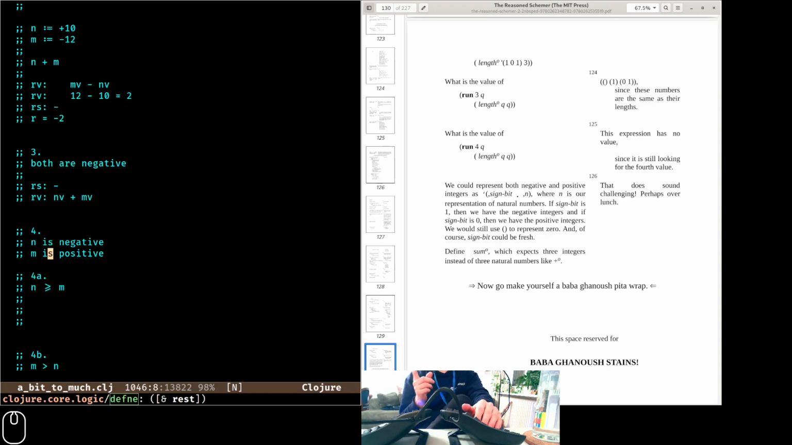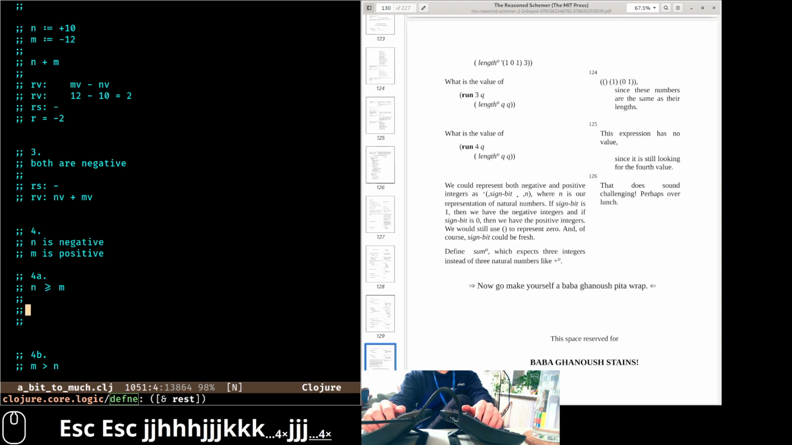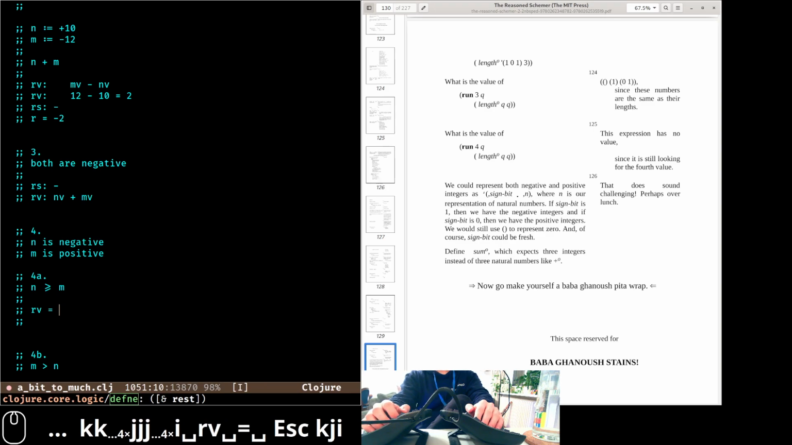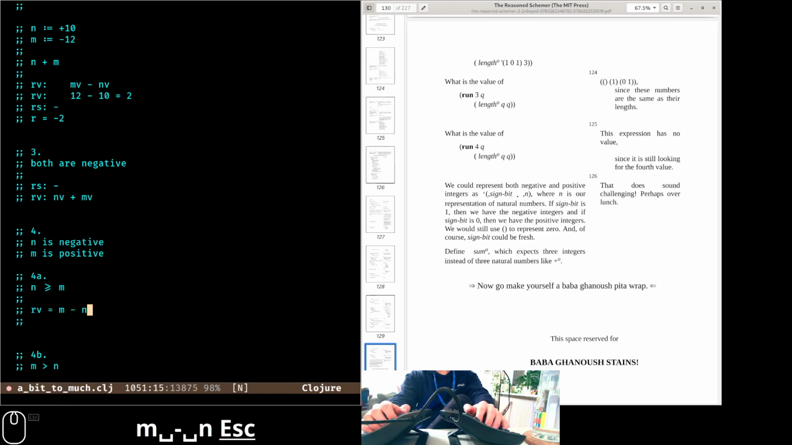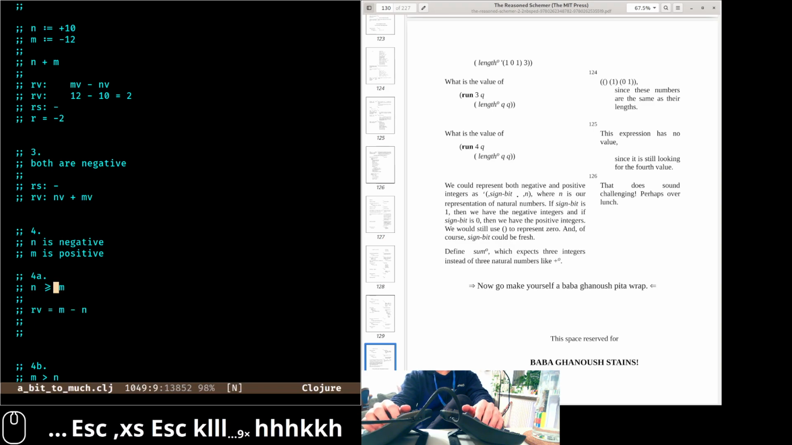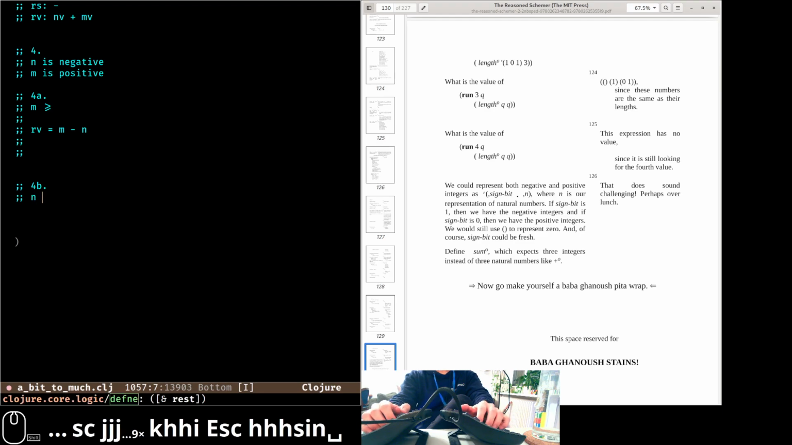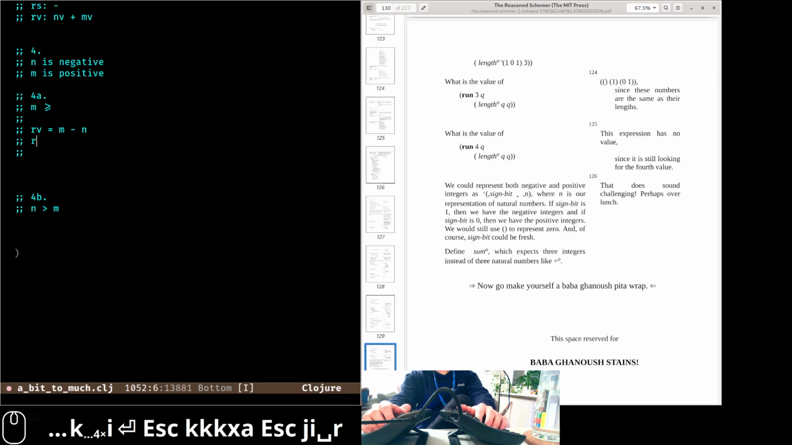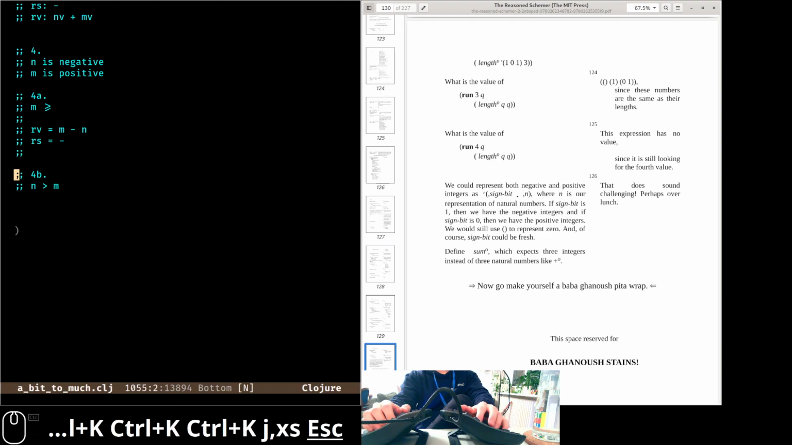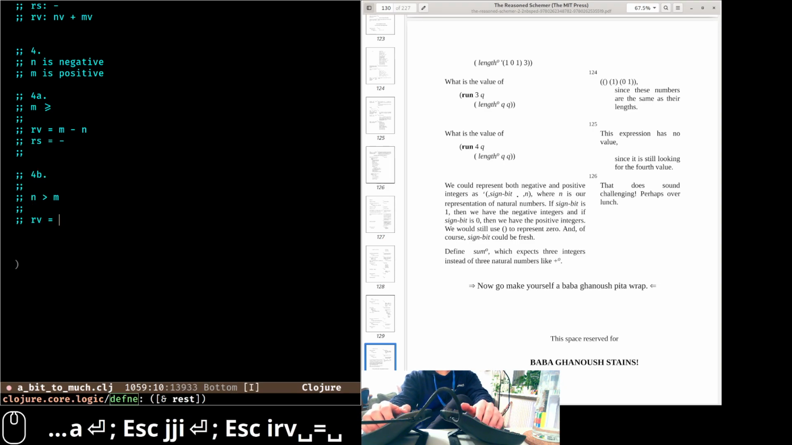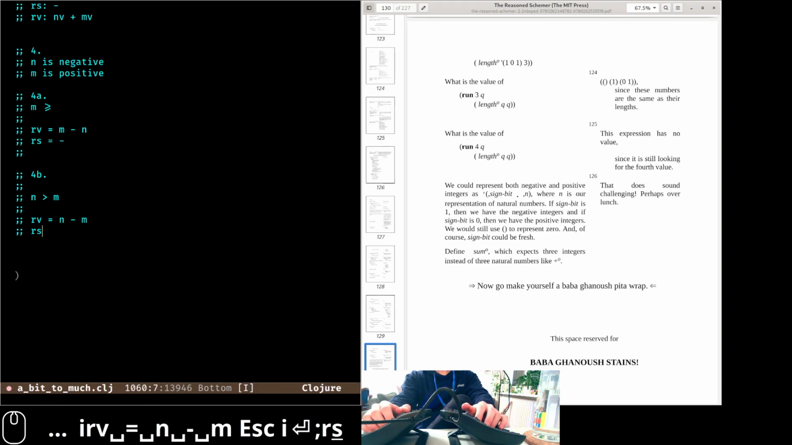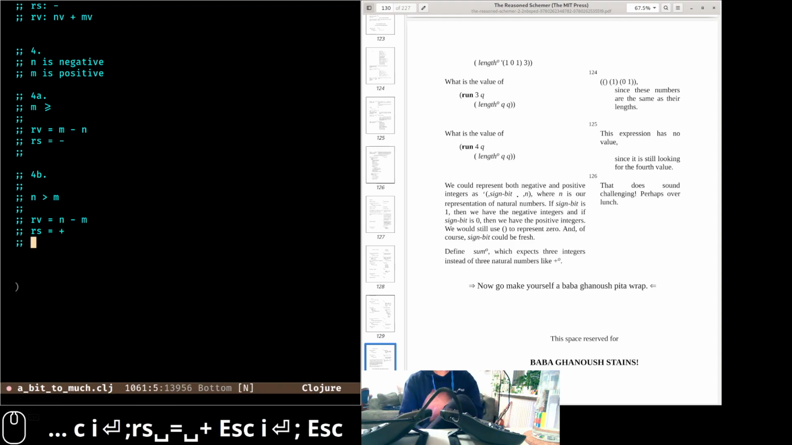If n is negative and m is positive, then the value is m minus n. But yeah, this only works if m is bigger or equal to n. And the sign is negative in that case. And in the other case, I think I will need to flip this, and the value is then this, and the sign is positive, right? It must be, as it's not symmetric in this way.